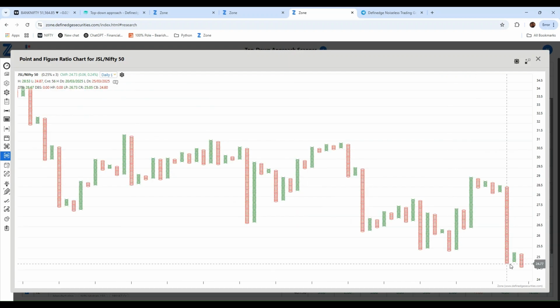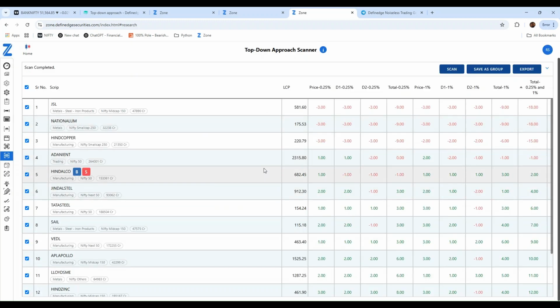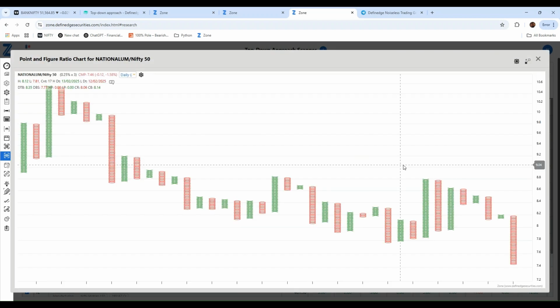It's an immediate follow through. It's a huge anchor column. It's extremely underperforming, right? You can see here the red columns are huge compared to the green columns. So JSL is looking weak compared to both its index itself and Nifty 50.